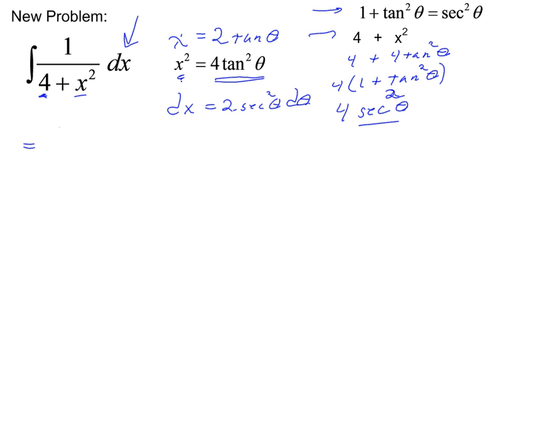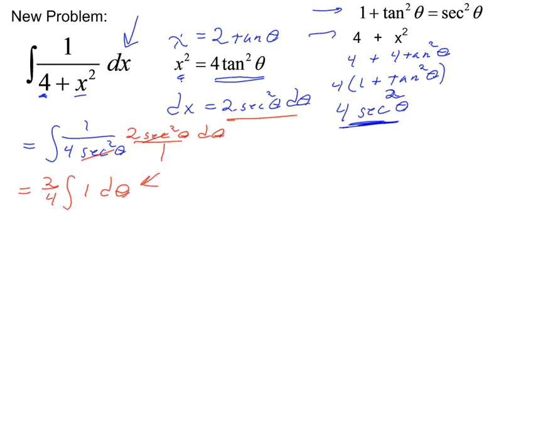So let's substitute in. What I have is 1 over that 4 plus x squared becomes 4 secant squared theta. The dx is going to become 2 secant squared theta d theta. Let's simplify that. Let's bring out the 2. Let's bring out the 1/4. Well, I have that over 1, so the secant squares are actually going to cancel. So when I bring everything out, I'm left with just 1 times d theta.